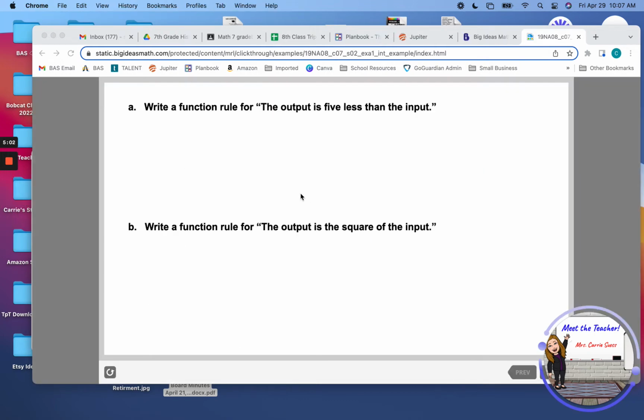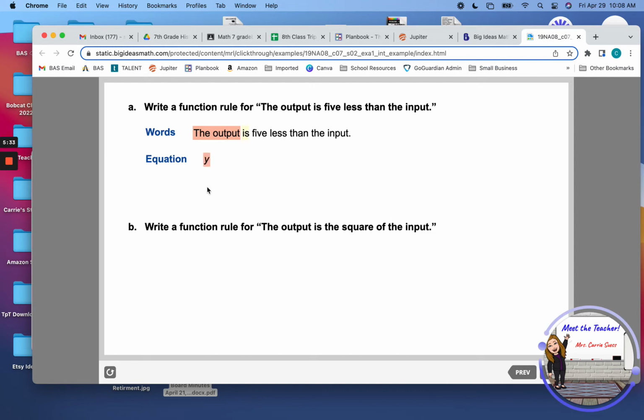Example 1, put this in your journals. We're going to write a function rule for the statement: the output is 5 less than the input. Okay, so these are words we're going to put into a mathematical equation. So let's go through this. The output, what would we represent the output with? Y. We'd put the Y.